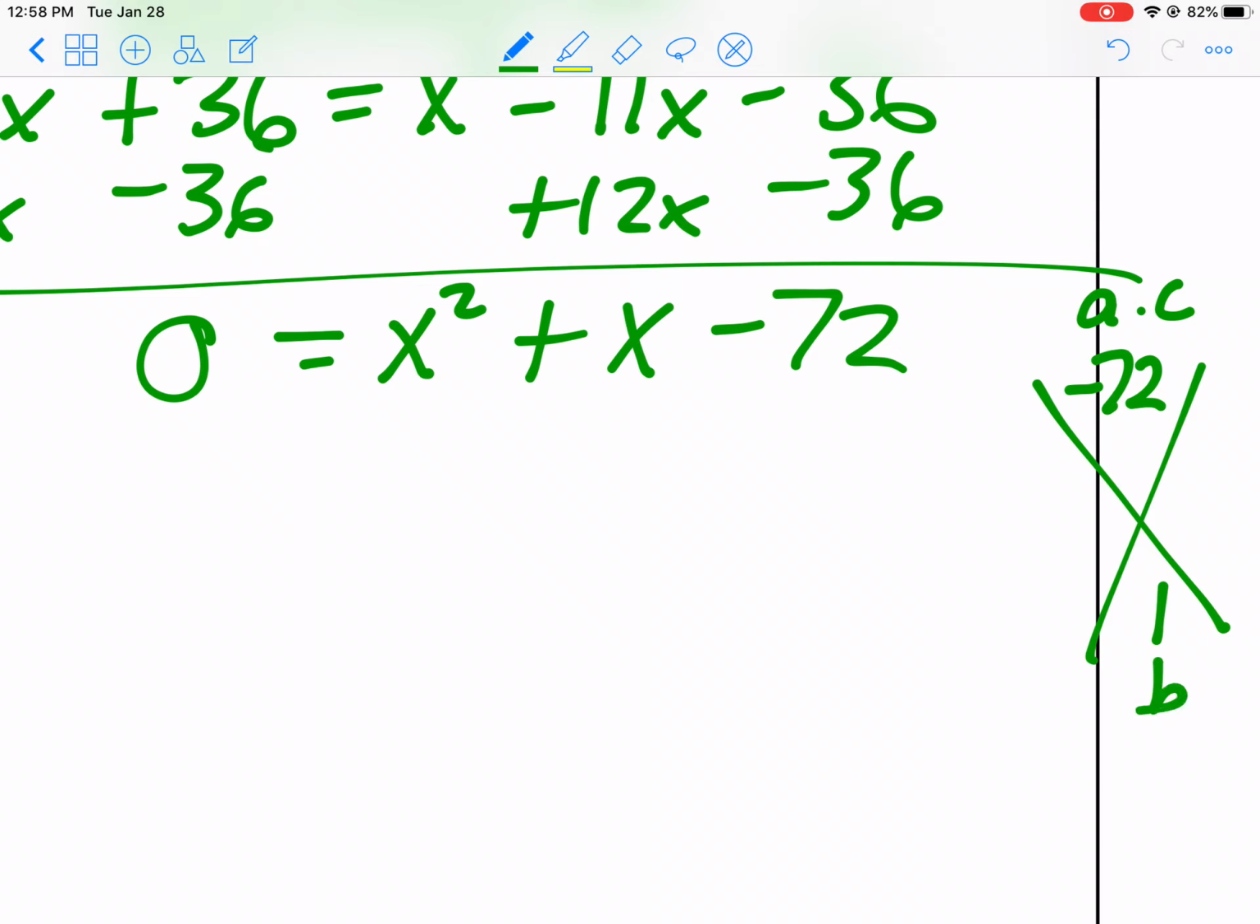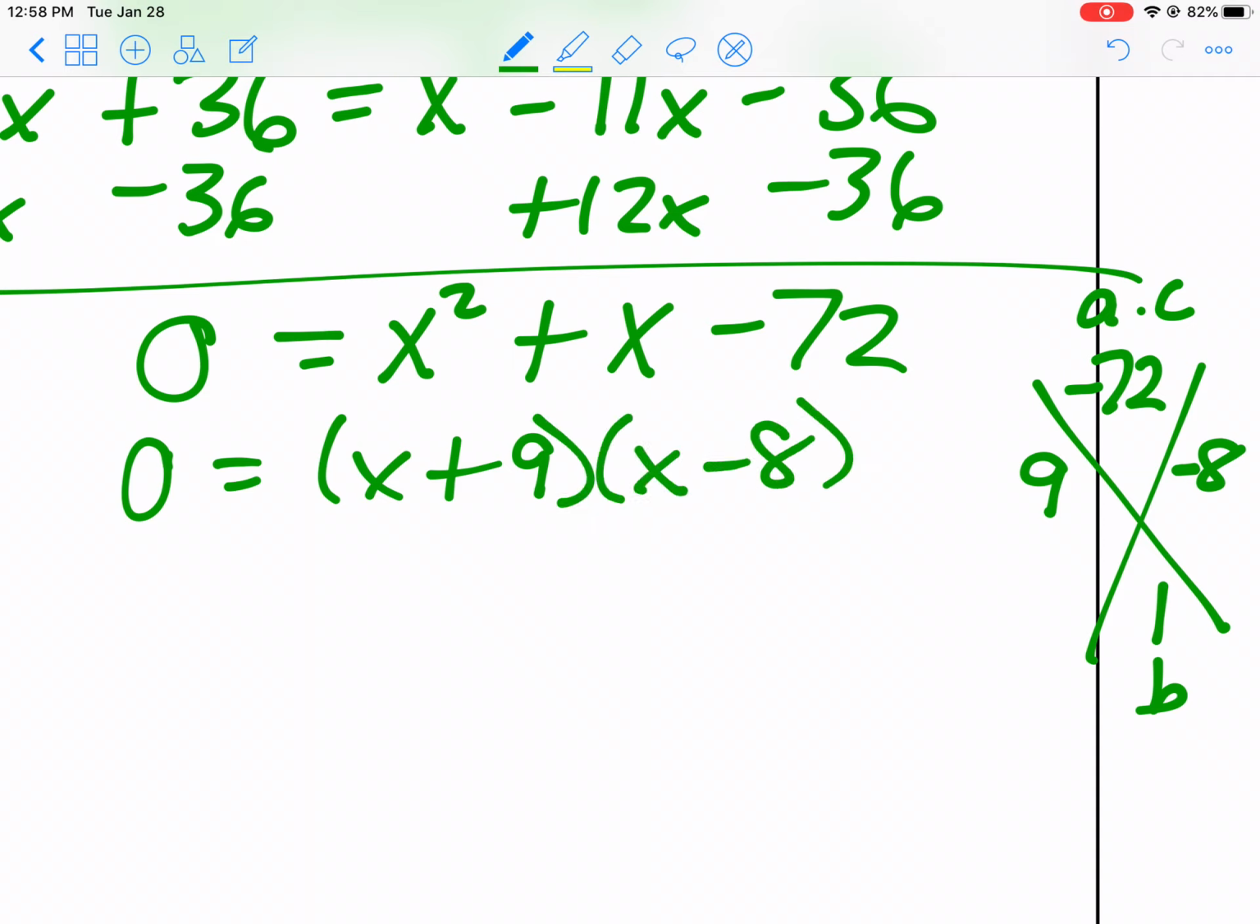Now on the sides I'm looking for two numbers who have a product of negative 72 and a sum of 1. Right, so these two numbers are 9 and 8, but I need one of them to be negative, and I'm going to choose the 8 to be negative so that when I add them I get positive 1. So my factors are x plus 9 and x minus 8. They just keep the same sign as I write the factor there.